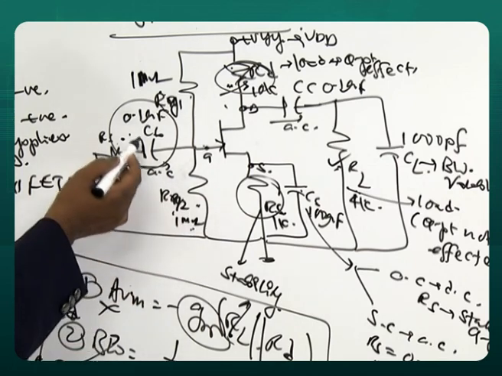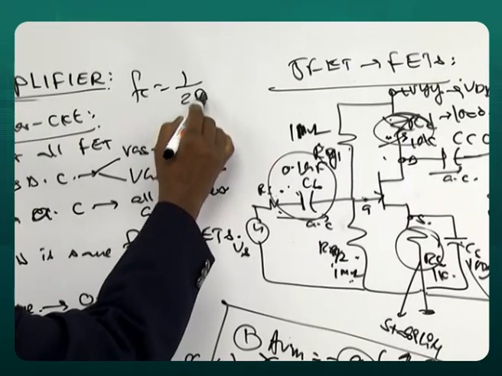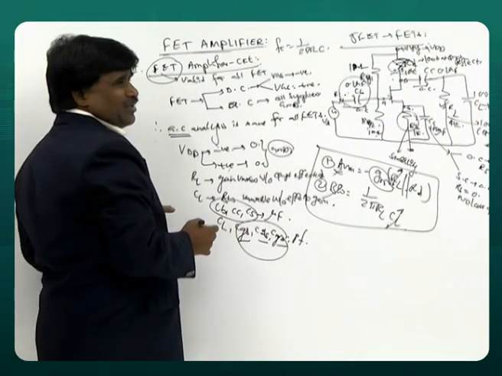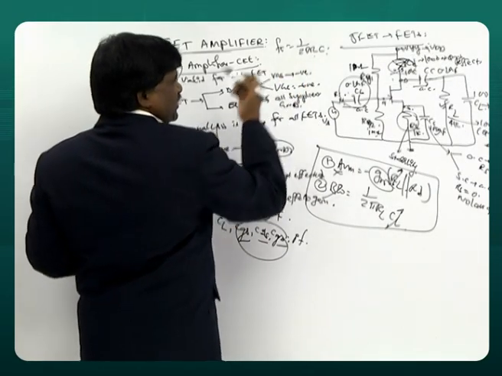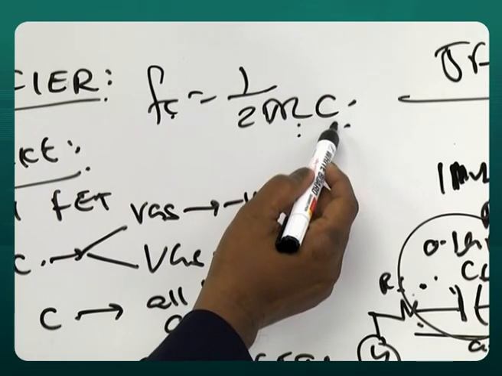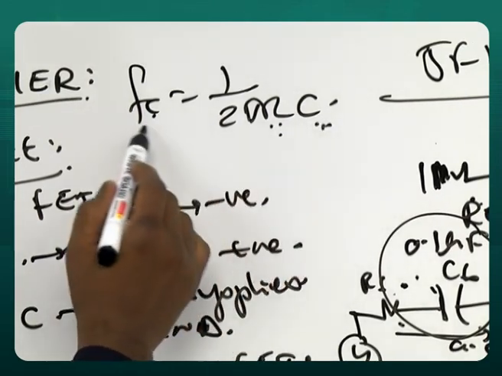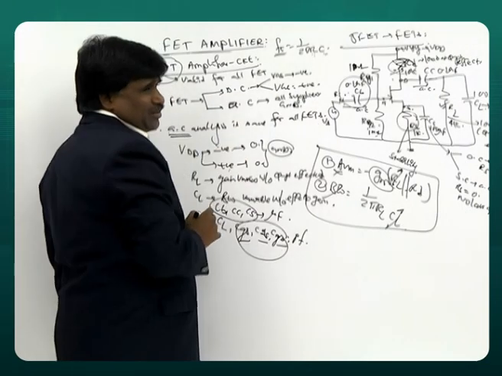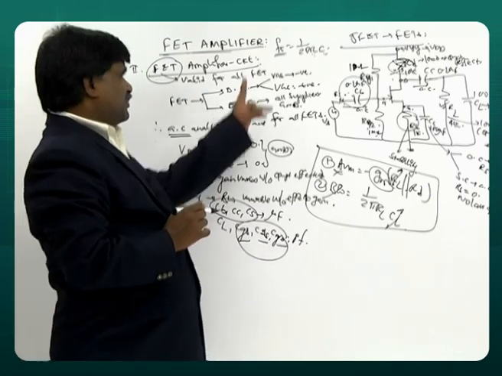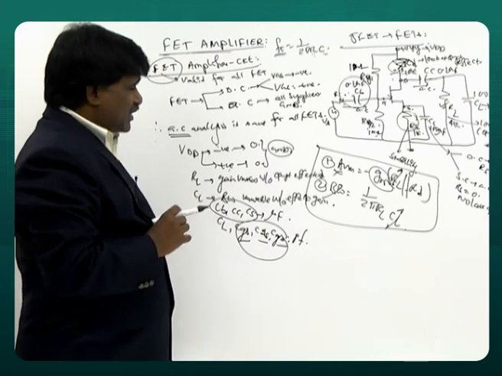When resistance increased, this should decrease because cutoff frequency is 1 by 2 pi RC. So if both are increased, this becomes 0, no? So wherever resistance increases, capacitance should decrease, or wherever resistance decreases, capacitance should increase, in order to make it a small finite value. Otherwise, it becomes very, very small. So that's a very interesting thing that one has to understand and remember.